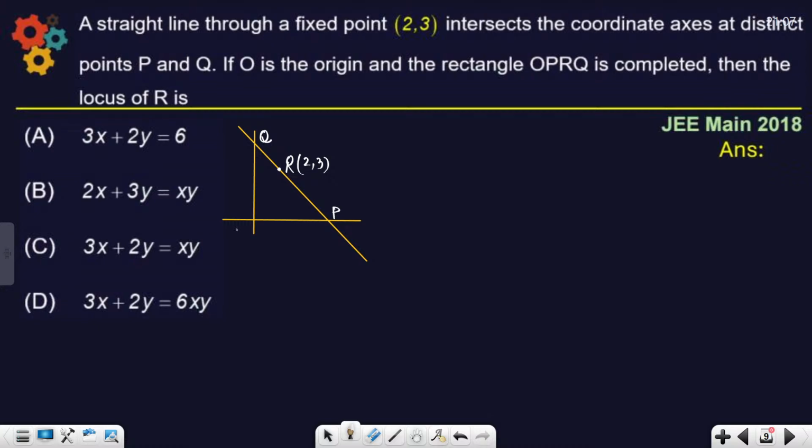If O is the origin and the rectangle OPRQ is completed. OPRQ. Oh, I see. R is not this point. I cannot take R as this point. R is the variable point. So let me give a name of this point be M. And your R is a point such that your OPRQ becomes a rectangle. So naturally for the rectangle, I have to draw a line parallel to the OP as well as OQ. This point is my R.